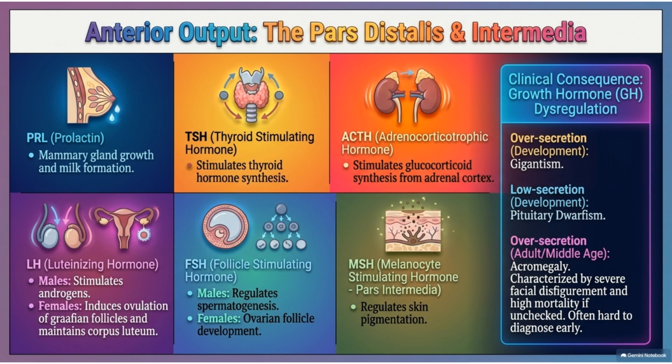In females, LH induces ovulation of fully mature follicles, Graafian follicles, and maintains the corpus luteum, which develops from remnants of the Graafian follicle after ovulation. FSH stimulates growth and development of ovarian follicles.